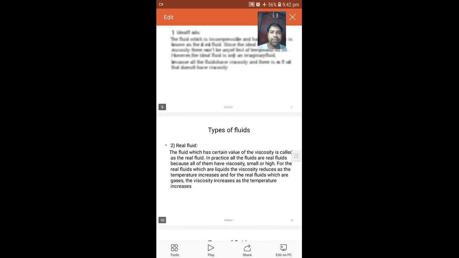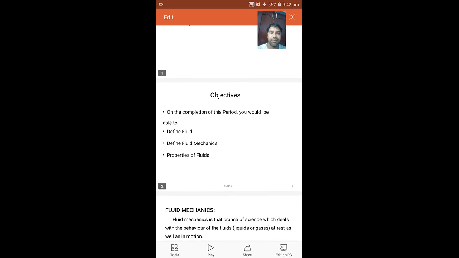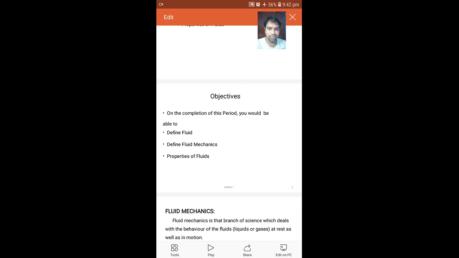Now this will be the end of this session. I hope you understand. What we discussed mainly in this session: what is a fluid? A fluid is nothing but a substance which is capable of flowing. And we have studied what fluid mechanics is: the branch of science which deals with the behavior of fluids at rest as well as in motion. And the properties of fluids.